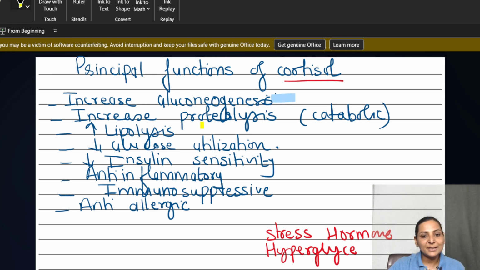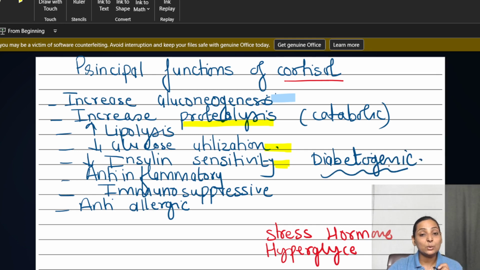It is catabolic in nature and therefore causes proteolysis. Lipolysis with a centripetal deposition of fat, that is the very important peculiarity of cortisol. It is centripetal or truncal obesity. There is a decrease in glucose utilization, therefore making glucose available for the vital organs, especially the heart. The heart is never deprived of glucose even in the presence of cortisol. Because it causes a decrease in insulin sensitivity, it is supposed to be a diabetogenic hormone.